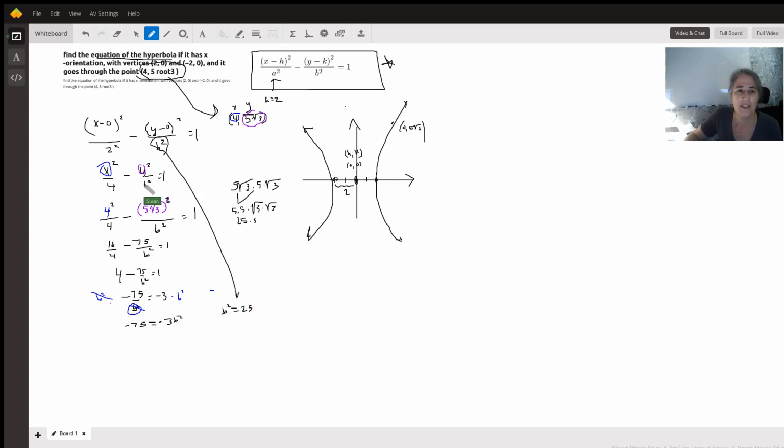So my equation, I can go back and write x squared over 4, that's what I had before, minus y squared over b squared, which is 25, equals 1. And that's my answer. I can always check by putting in this point, or I could graph it and make sure that point is on it, that (4, 5√3), but this would be the answer.